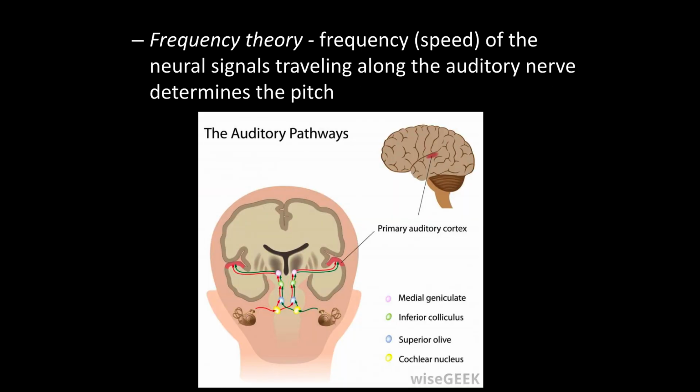Frequency theory, on the other hand, says that we perceive higher pitched sounds because they travel faster along the auditory nerve. So frequency theory says the frequency or the speed of the neural signals traveling along the auditory nerve is what determines pitch.